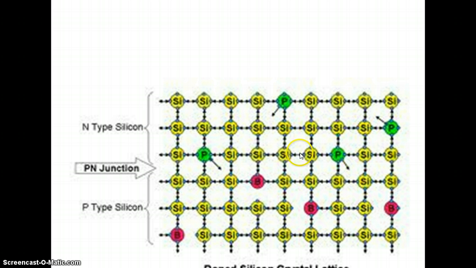Alright, so up here we have a covalent network that has phosphorus atoms, and we know that phosphorus is more electronegative, so we're going to carry negative charges up here. Boron has fewer valence electrons than silicon, and so this down here is going to carry a positive charge. So we have a positive charge on the bottom and a negative charge on the top.